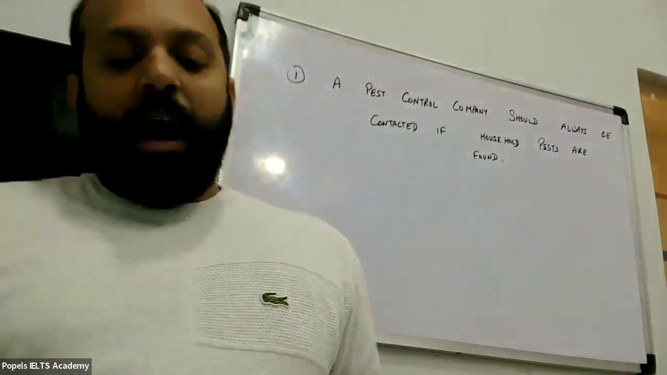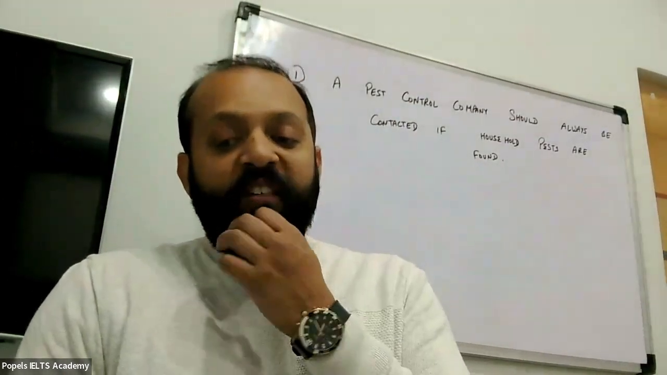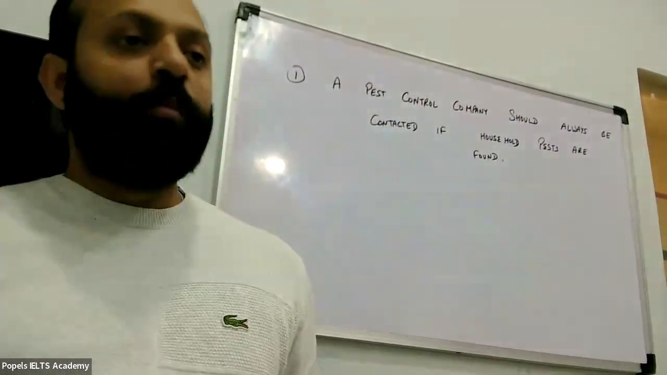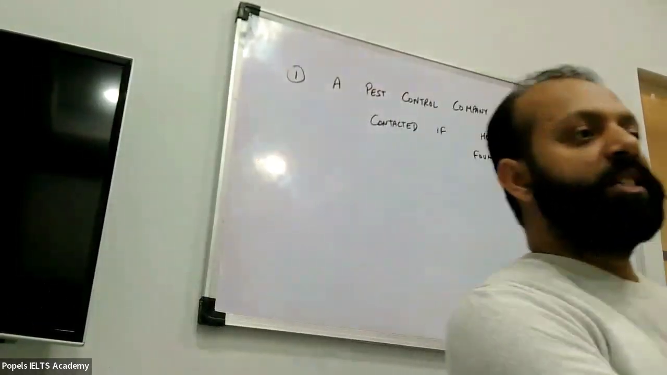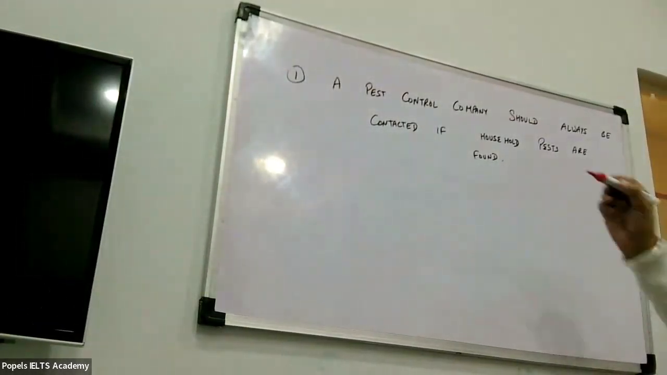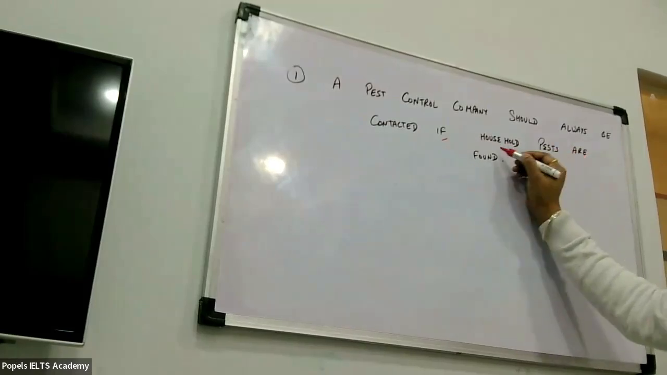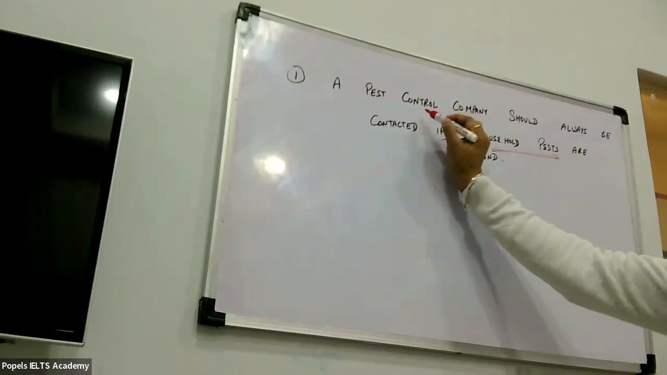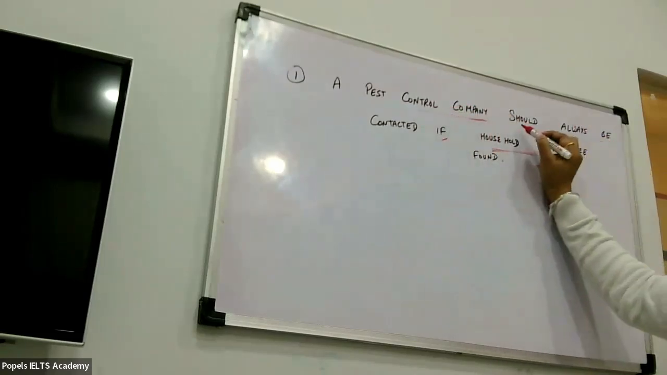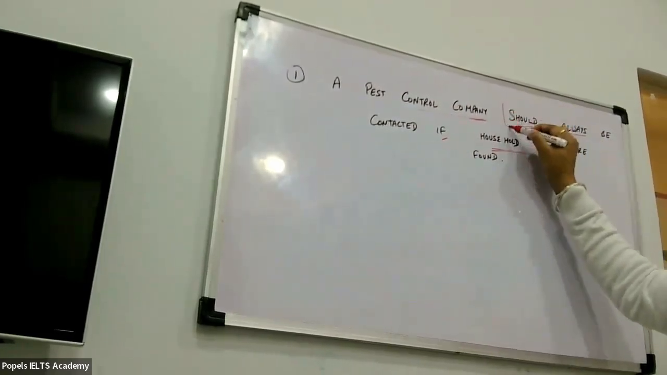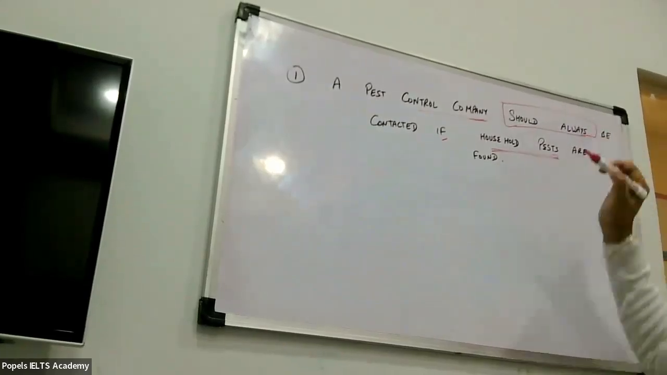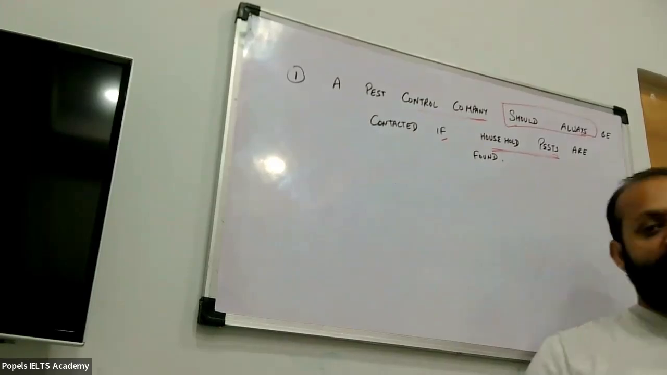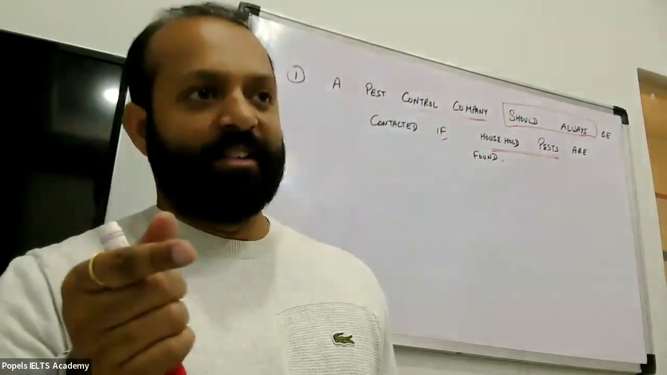A pest control company should always be contacted if household pests are found. Now, in order to make this easy, we'll reverse the information, which means if you find household pests, what should be done? Contact the company. Pest control company should be always. This is the key. You can't ignore it at any cost. It is a condition, but a mandatory condition.